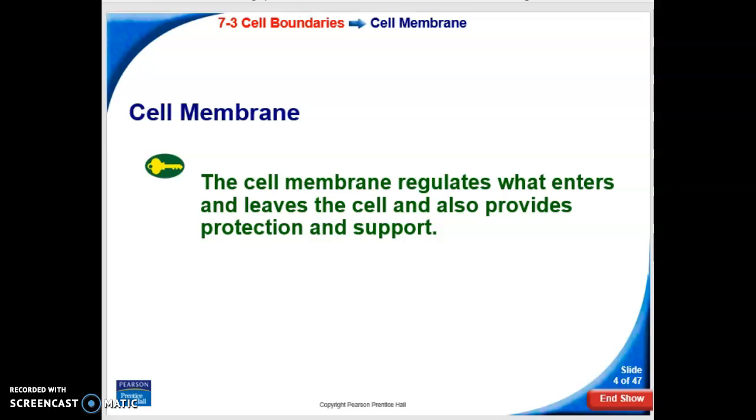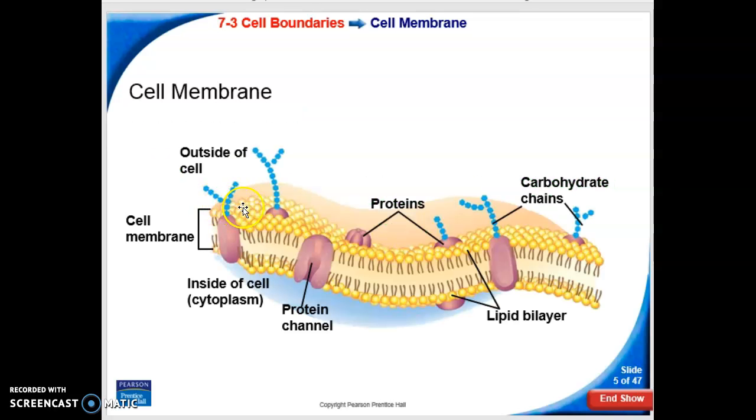The cell membrane is going to regulate what enters and leaves the cell. It also provides protection and support. From the last lecture, we learned that the cell membrane is made up of two layers. You have these phosphate heads and lipid tails.